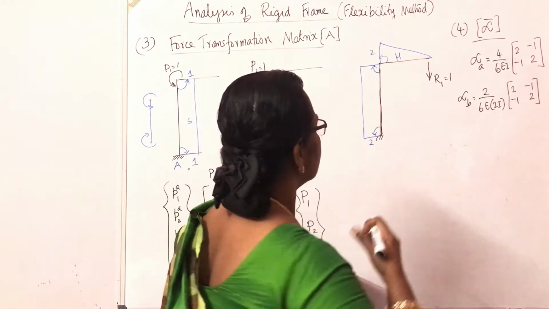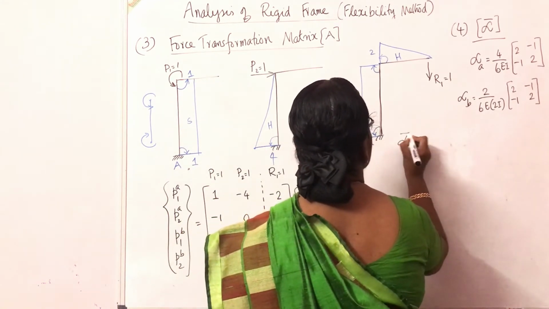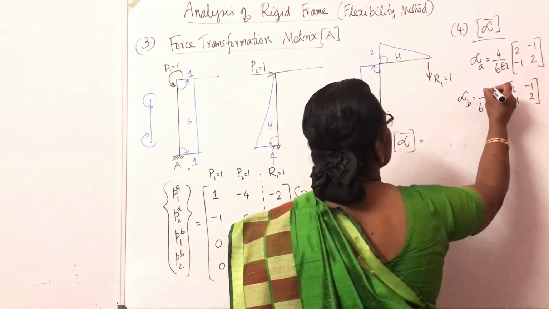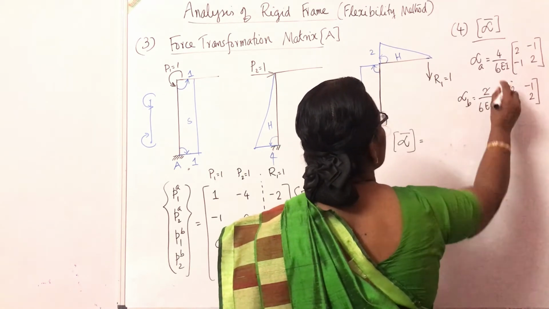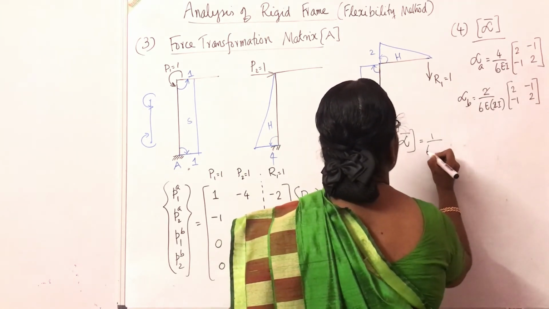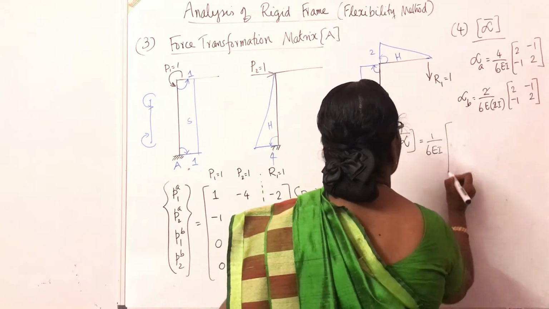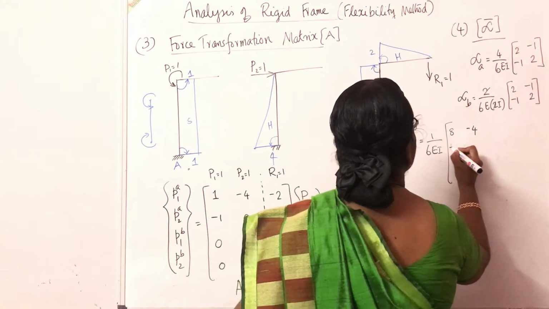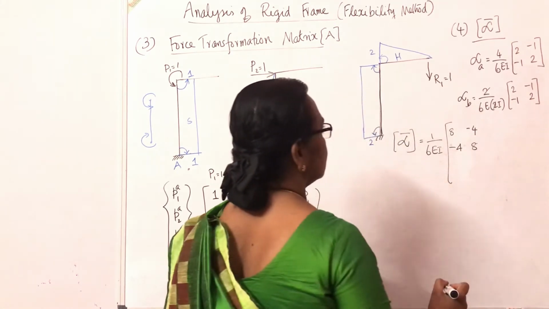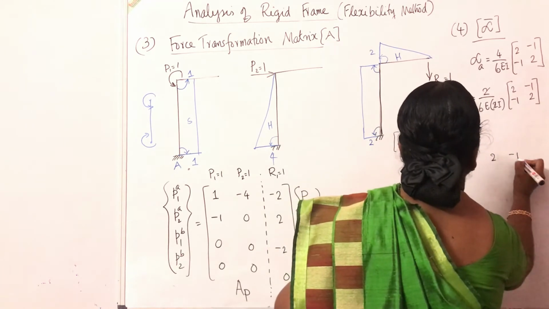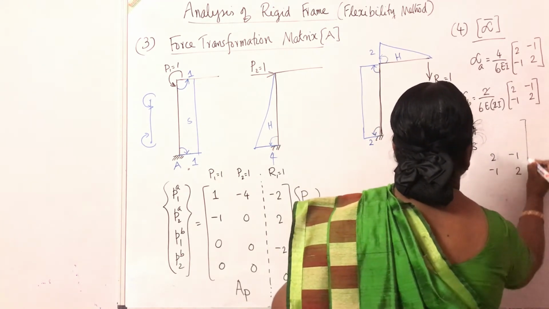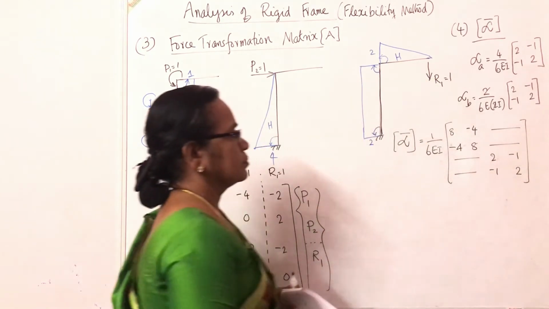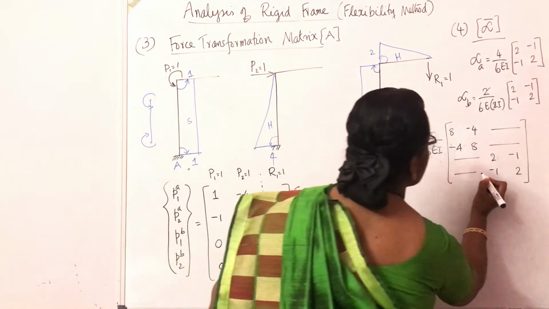So I can rewrite it as the alpha bar matrix. This is 4 by 6 EI, this 2 again cancels, becomes 1 by 6 EI. If I take 1 by 6 EI as common factor, the first one will become 8 minus 4 minus 4, 8. The second one, 2 minus 1 minus 1, 2. The remaining elements are 0. So this is the alpha bar matrix.